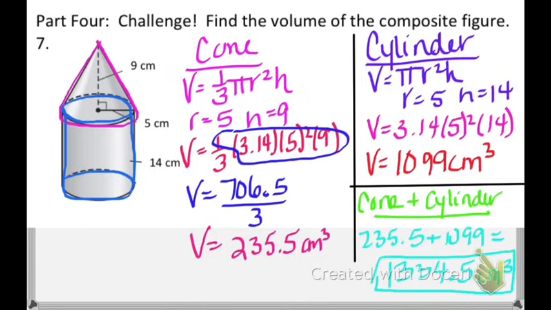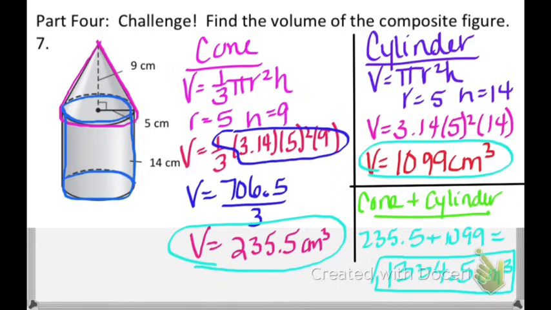Okay, so on this shape, what you actually had to do was you had to find the volume of the cone and then the volume of the cylinder, and then you're going to add those two together because it's the volume of the total shape. So the volume of the cone was actually 235.5 cubic centimeters, and the volume of the cylinder was 1,099 cubic centimeters. So when you add those together, you get 1,334.5 cubic centimeters.